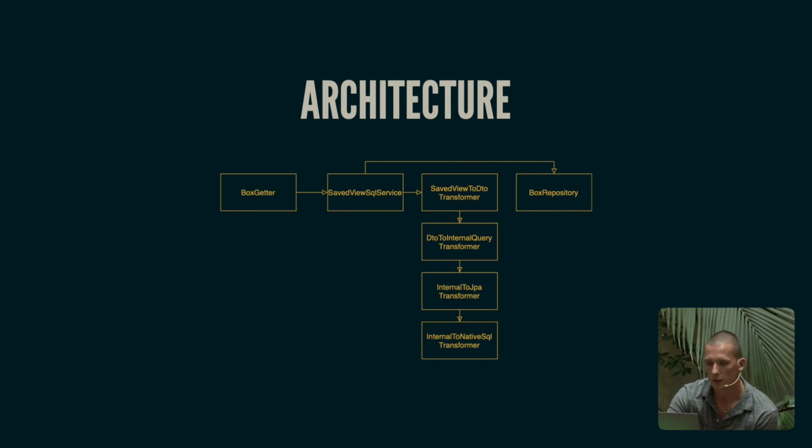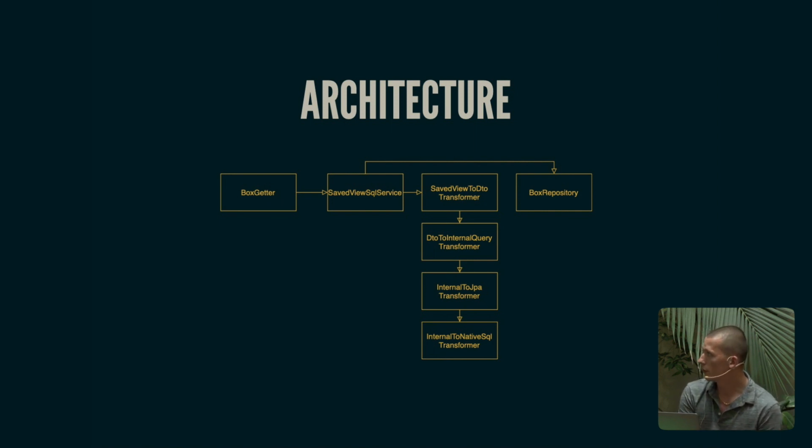So yeah, architecture, another bad naming for a slide. The way it works is that when someone calls this API, there is this box getter class. We use these endpoint handlers as getter or updater. We have this naming convention. And there is one single class which encapsulates everything else, so it's pretty isolated from the existing code base. It's called a saved view SQL service.